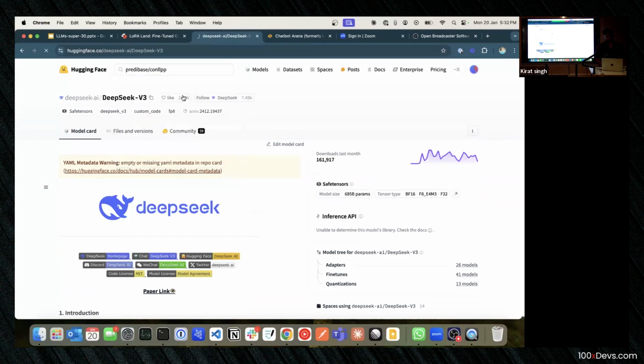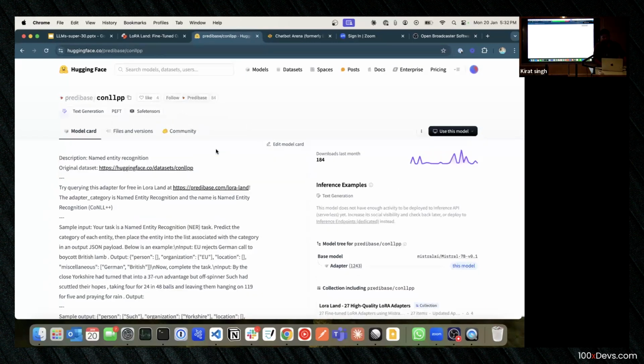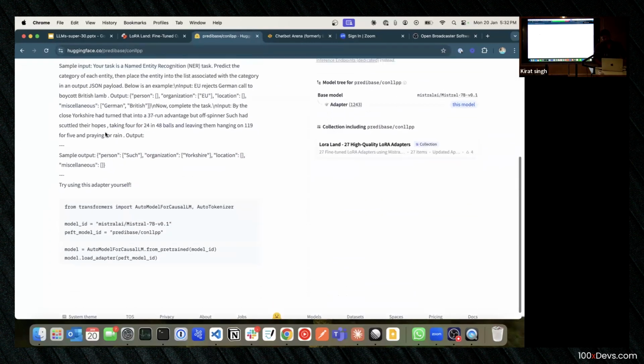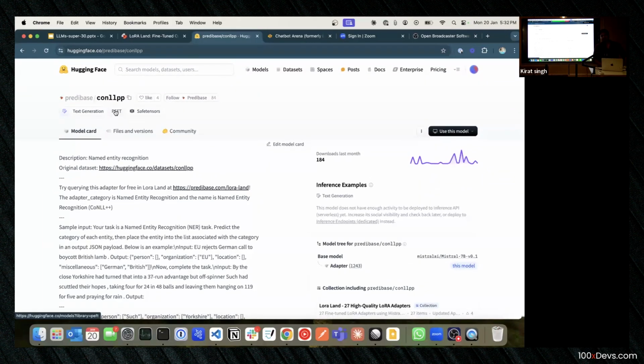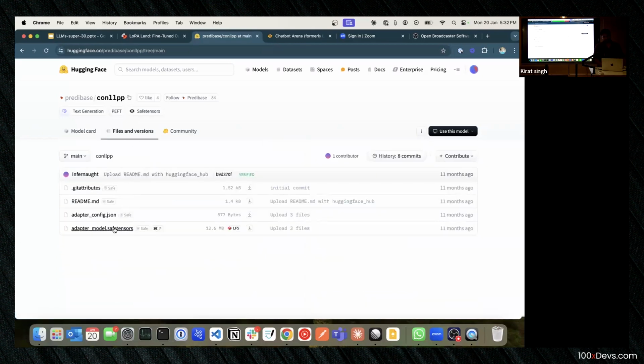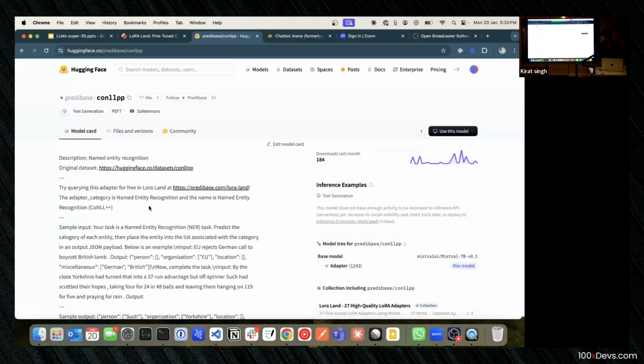So my adapter will tell you all the things. You can see the PEFT tag over here, parameter efficient fine tuning, which says it's an adapter. You can see the files and versions. It's an adapter model with an adapter config. So in this way, this is not a model. This is an adapter, right? For a model. What's the model of?